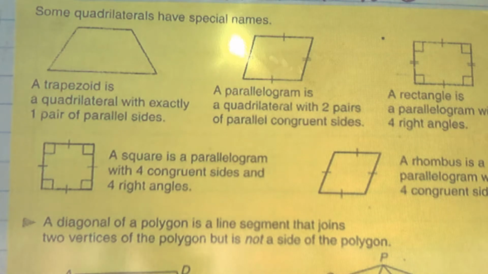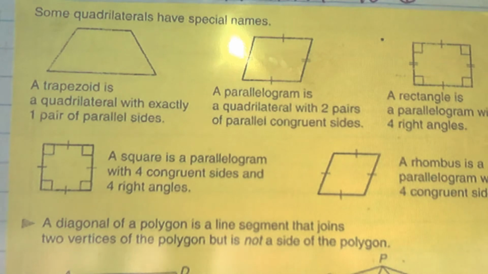When we take a look at quadrilaterals, a quadrilateral means that it has four sides. There's four sides on a quadrilateral. That's what the word quad means. Quad means four. So any four-sided shape is called a quadrilateral because it has four sides. So we have different types of quadrilaterals, so they have special names.